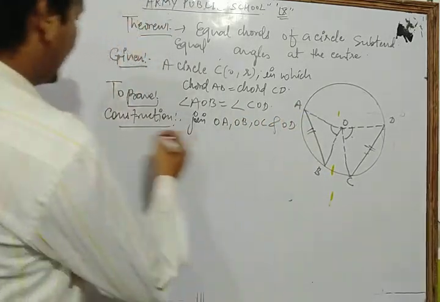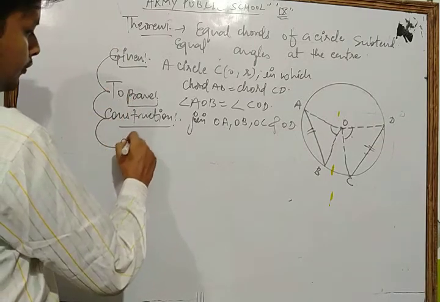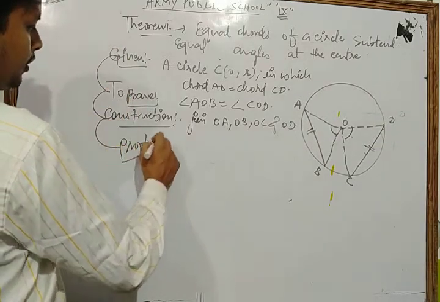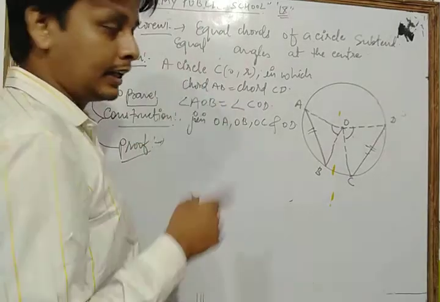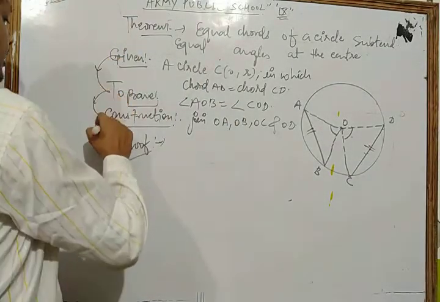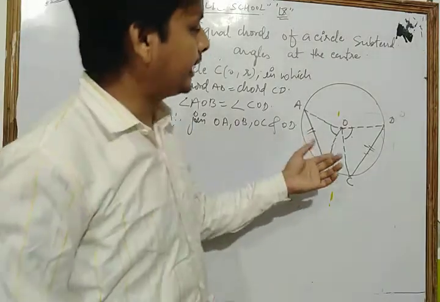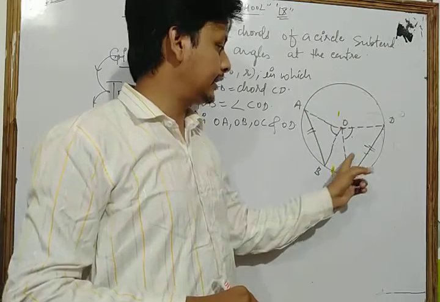Okay. Now we write the next heading after Given, To Prove and Construction, which is Proof. This is the step of proving any theorem, so always remember this in your mind. Now, dear student, we take triangle AOB and triangle COD.